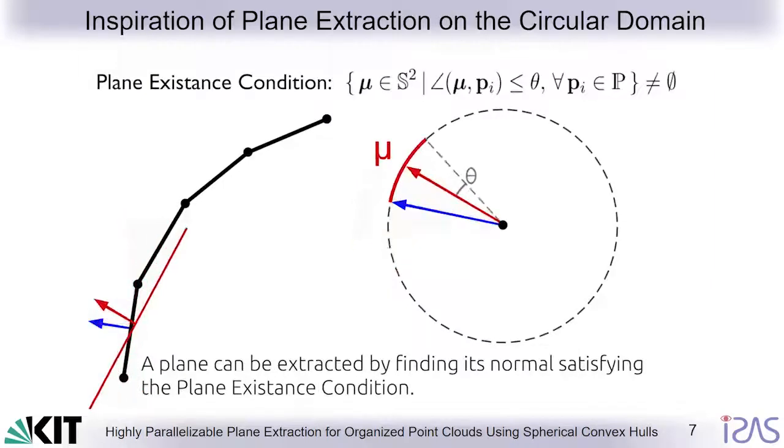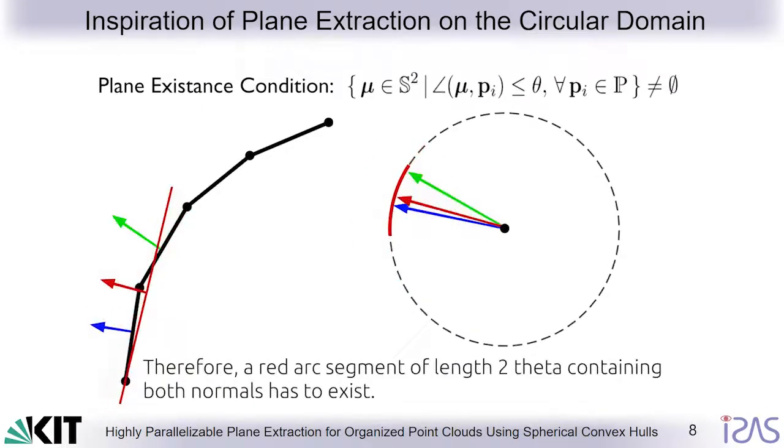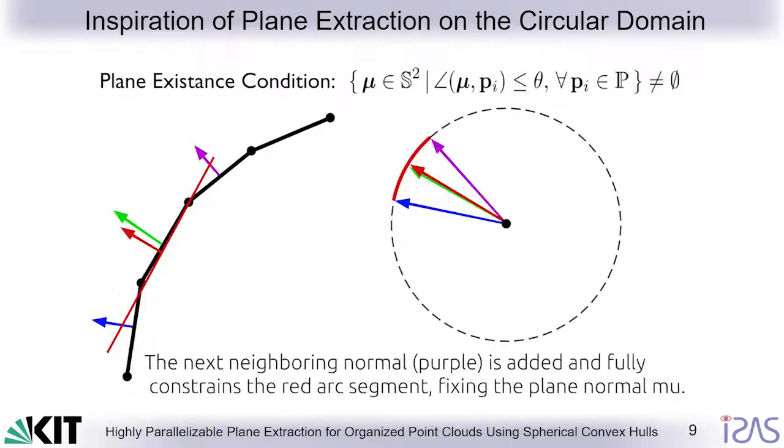The condition can be depicted by a red arc segment with a length of 2 theta. Because we currently only observe the blue normal, many mu exist which satisfy the condition. The condition should hold when considering the next normal, here green. Note how mu has less freedom. The next normal, purple, is added and fully constrains mu. The green normal is not contributing to constraining mu, but only the two most outer normals.